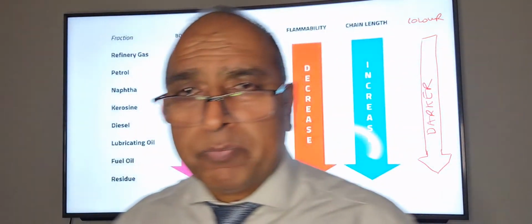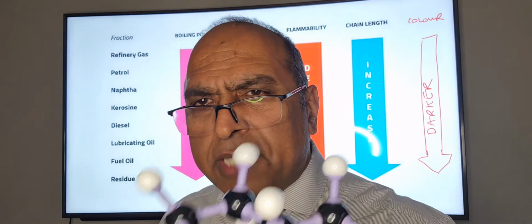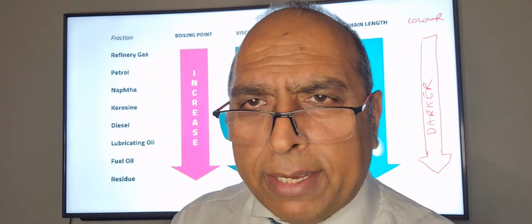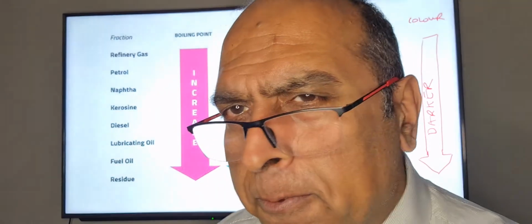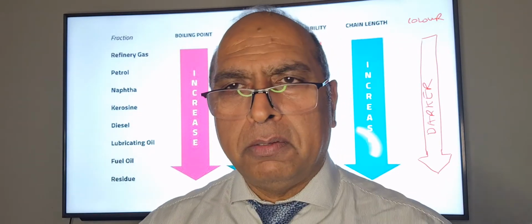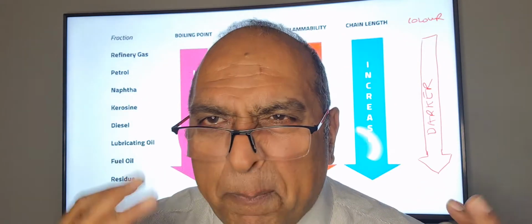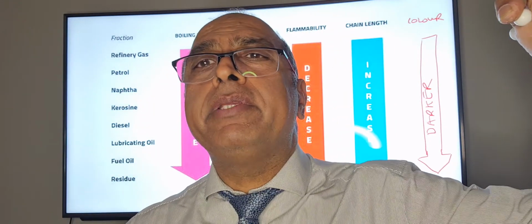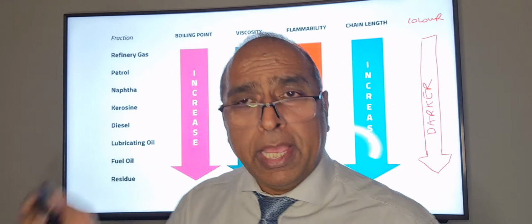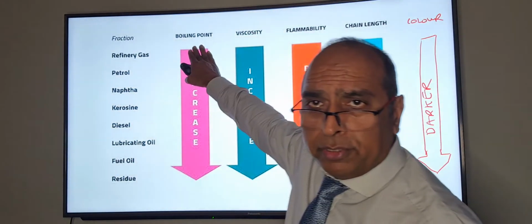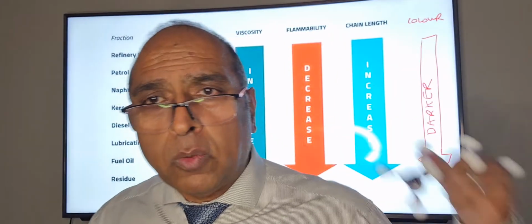And then finally, I've added one there about colour. Sometimes they ask you about colour. The fractions tend to get darker and darker as you go down. So petrol is almost colourless, but there's a tinge of yellow, a pale yellow mixture. Whereas bitumen is a very dark, black solid. So there is a trend. As with so many things, there is a trend, and you need to know the trends in terms of boiling points, viscosity, flammability, chain length and colour. So learn those trends.